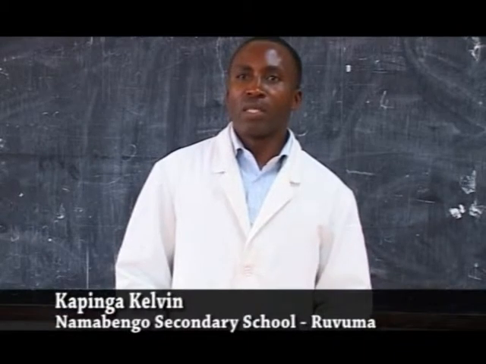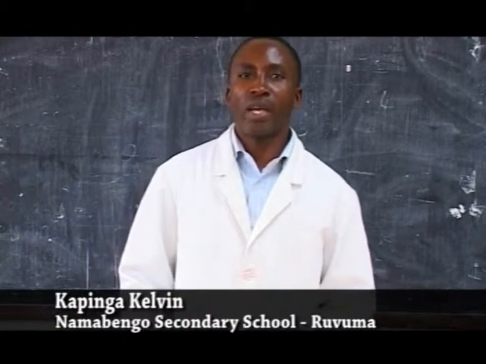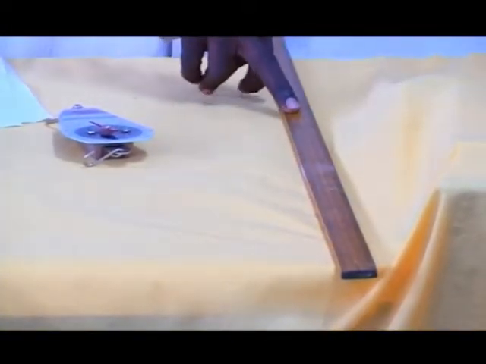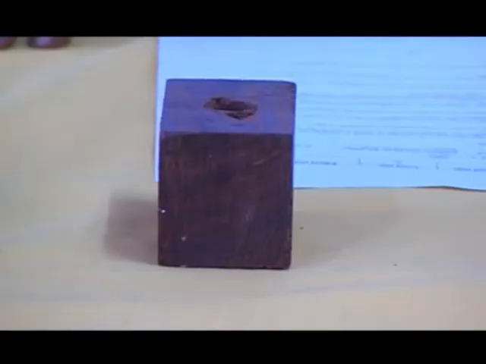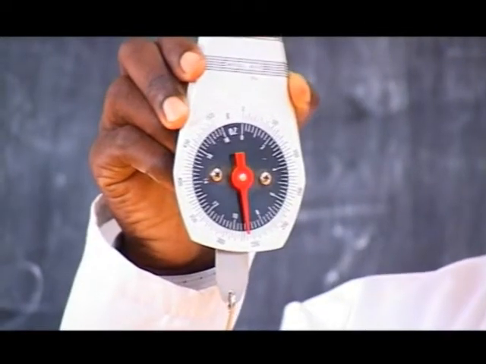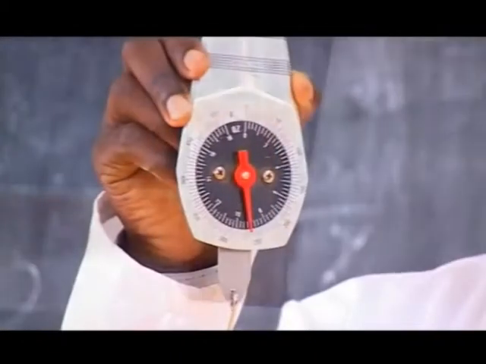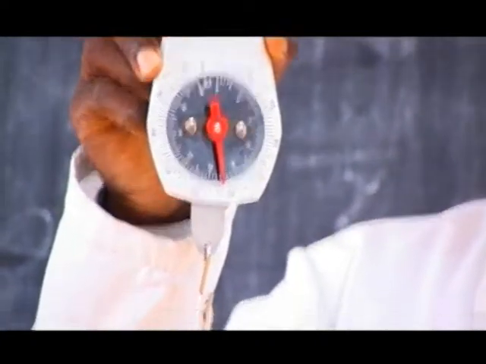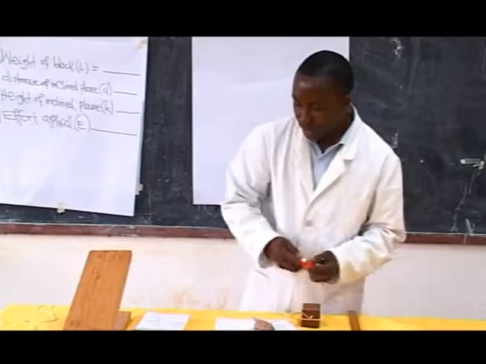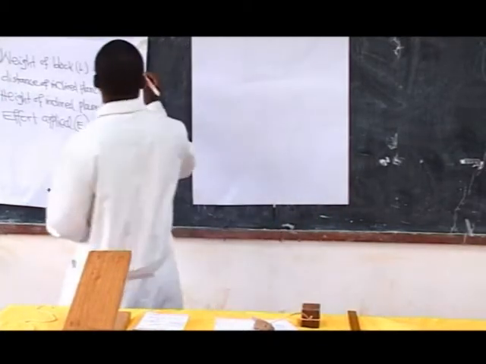The aim of this experiment is to determine mechanical advantage, velocity ratio, and efficiency of an inclined plane. Requirements: a meter rule, spring balance, smooth block, inclined plane, and a thread. Procedure: measure the weight of the block using a spring balance and record the measurement. The measured value is 265 gram force.